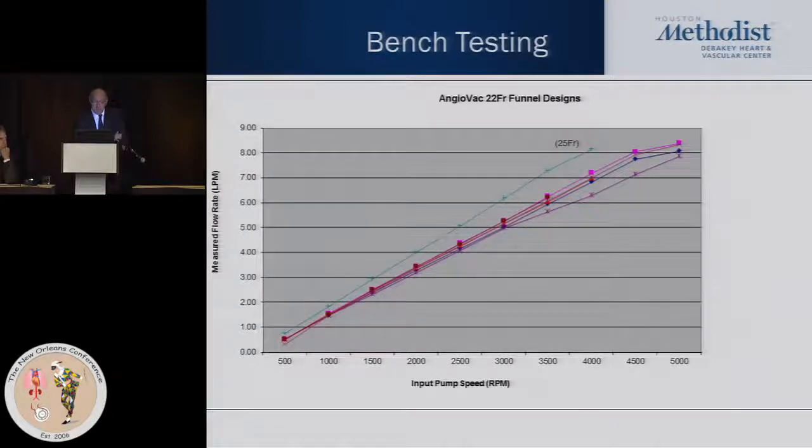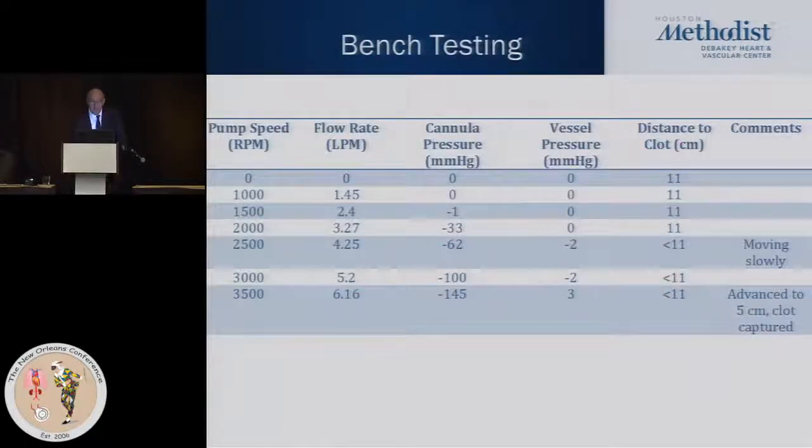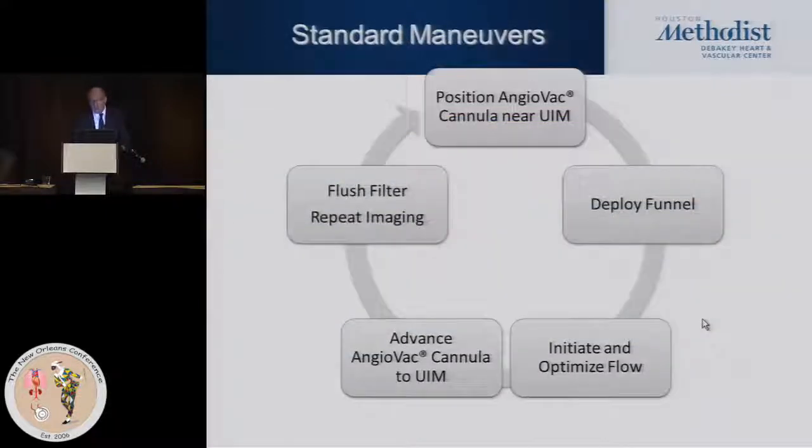They did bench testing on it and showed that at up to 5,000 RPM, you had a steady increase in the flow rate without any fall off for the 22 French design. They also showed that the cannula pressures became progressively more negative as you increase the flow. And at about 3,500 RPM, they found that when you got to within 5 centimeters of the clot, there was enough suction there to just suck the clot into it.